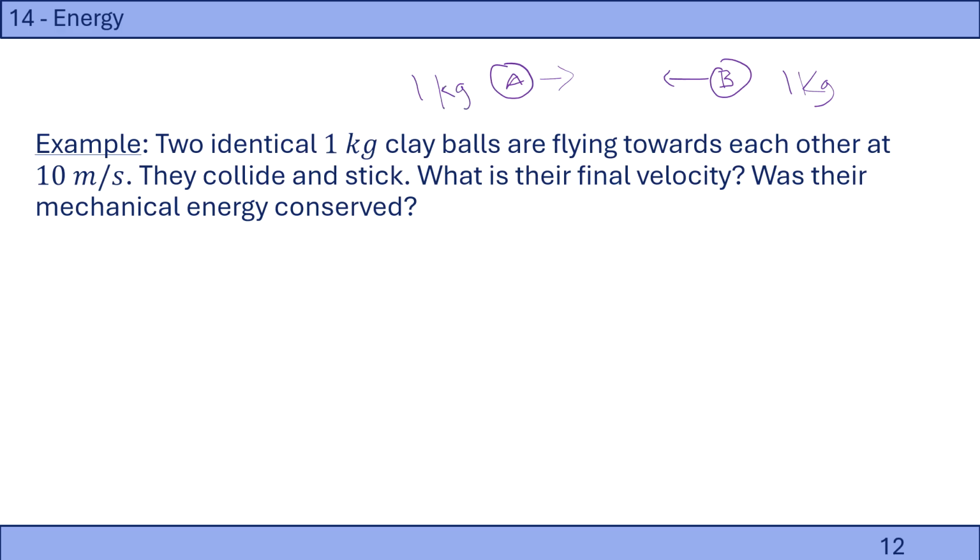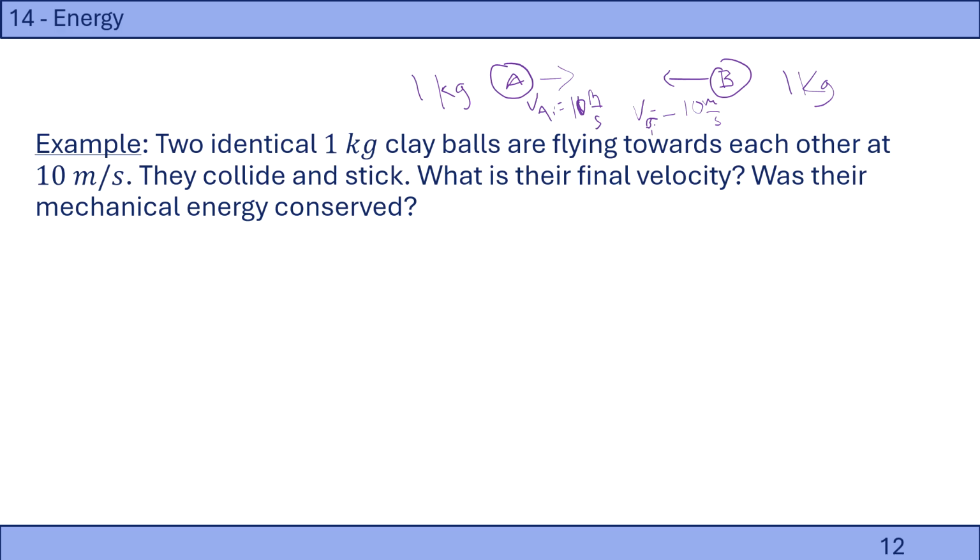And they're both going at 10 meters per second. Keep in mind that the second one has a negative 10 meters per second velocity. So VB initial is negative 10 meters per second. VA initial is 10 meters per second. They're going to come together, and since they're clay, they're going to stick. And so we're going to treat them just like the bullet plus block. It's going to stick and form one object. And what's their final velocity?